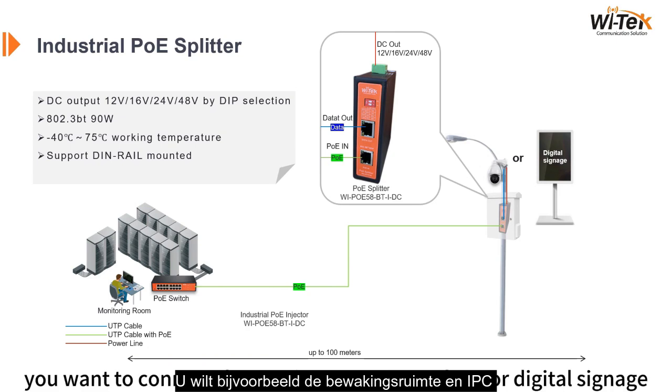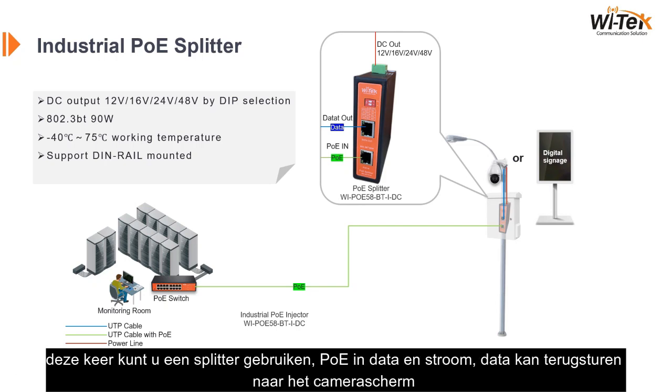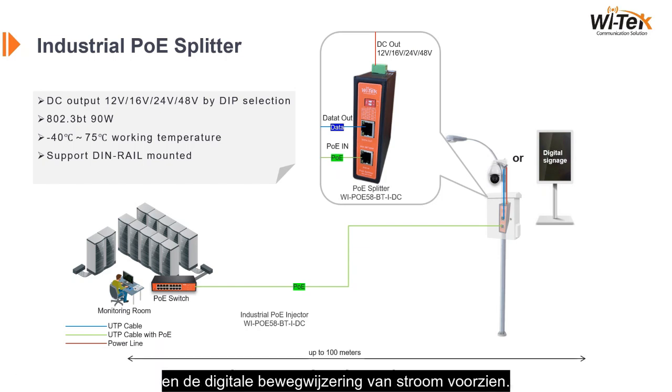For example, you want to connect the monitoring room and IPC or digital signage. But with the old camera, does not support PoE. This time you can use a splitter, PoE into data and power. Data can send back the camera screen, and power the digital signage.